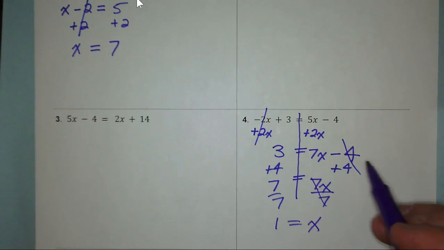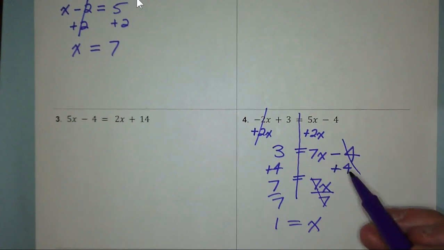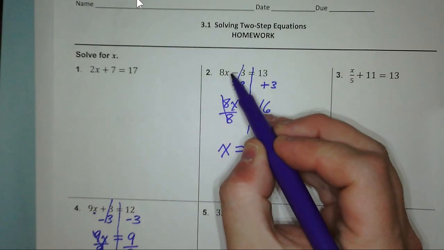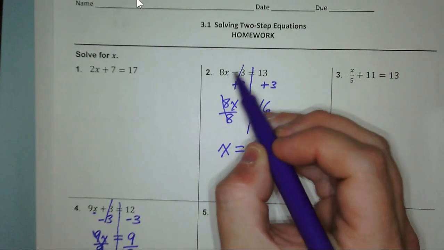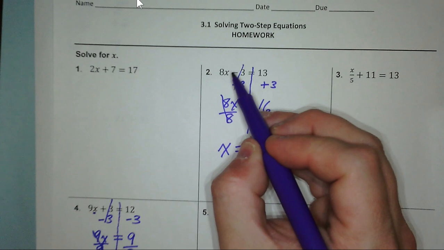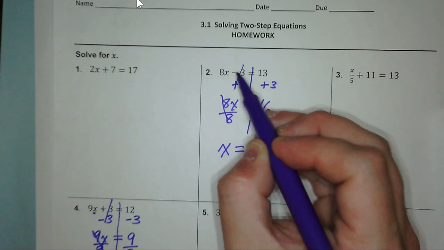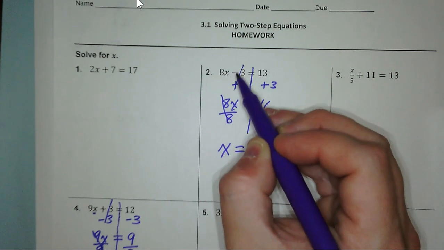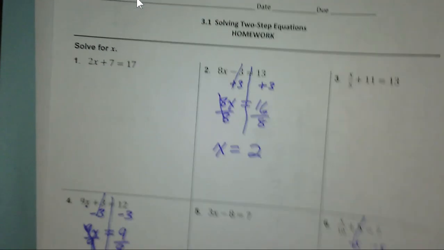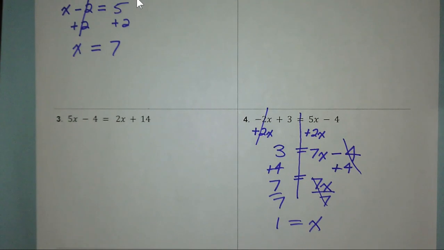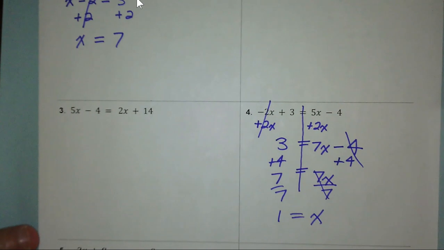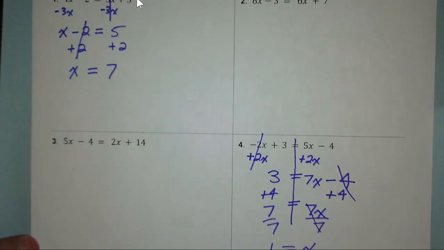So whenever you're in a situation like this, it's like back here in 3-1, where we wanted to get x by itself, but you've got to add or subtract before you multiply or divide. That's important to do in that order. Okay?